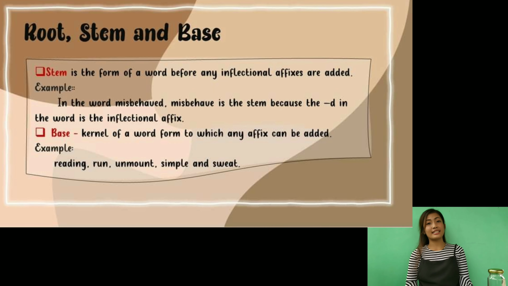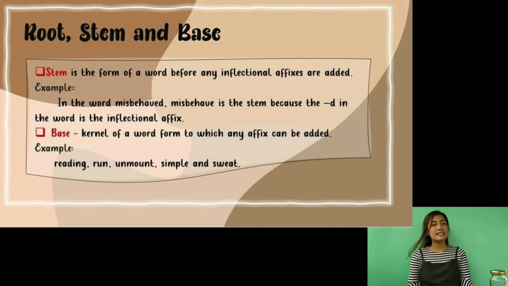So now let's proceed to the stem. So stem is a form of a word before any inflectional affixes are added. Do you remember the 8 major inflectional affixes? So in the word misbehaved, misbehave is the stem because the suffix d, which signals the past tense, is the inflectional affix. So if I say misbehaved, the word misbehave without the d is the stem because the stem again is the word before adding an inflectional affix.